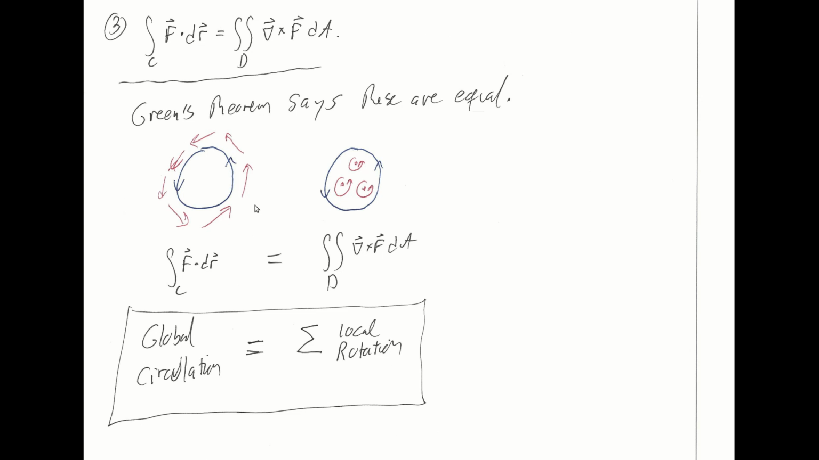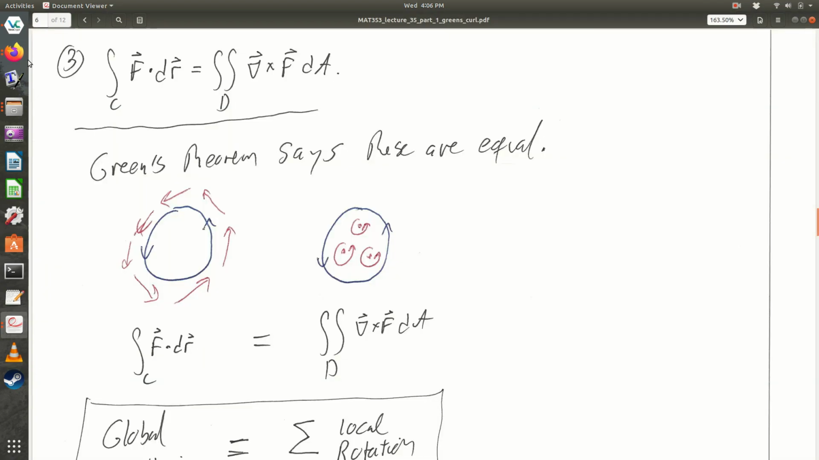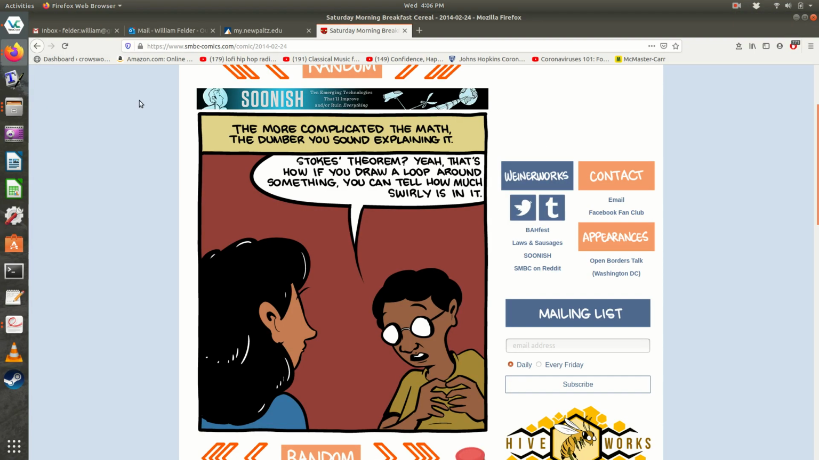So I'm actually going to jump out here. We're going to think about this. We're going to use what's known as Saturday Morning Breakfast Cereal here. This is a great webcomic that involves lots of math and science concepts, but this is a good one. "The more complicated the math is, the dumber you sound explaining it." He's talking about something called Stokes' theorem.